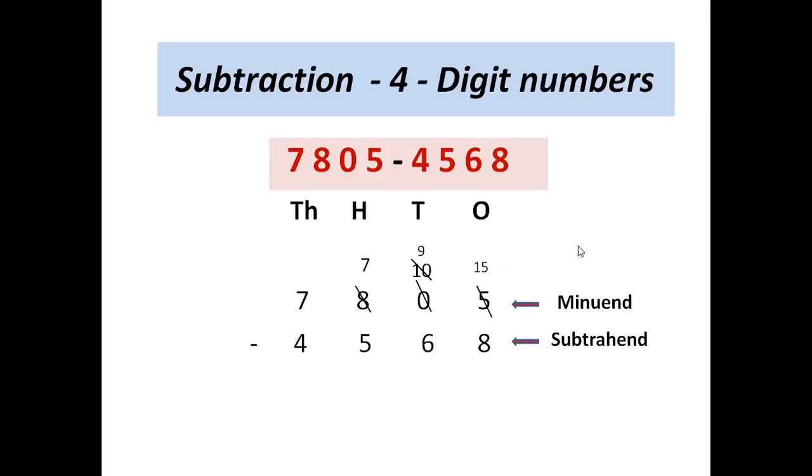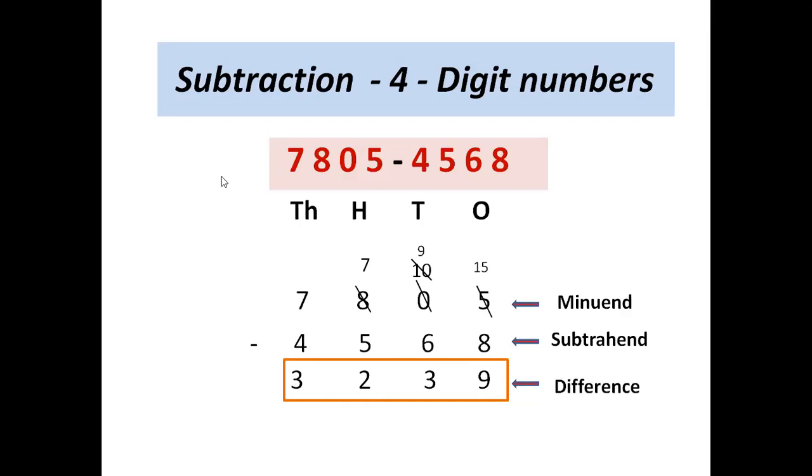Now let us see, are all our minuend digits greater than the subtrahend digits? Yes, they are. So now we can do the subtraction. 15 minus 8 gives us 9. 9 minus 6 gives us 3. 7 minus 5 gives us 2. And 7 minus 4 gives us 3. So the answer we have got is 3,239.